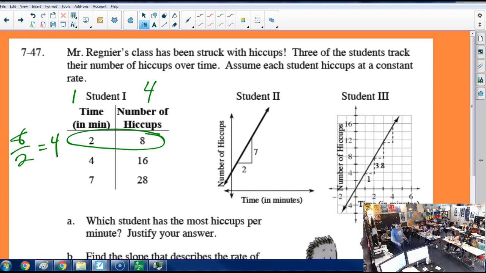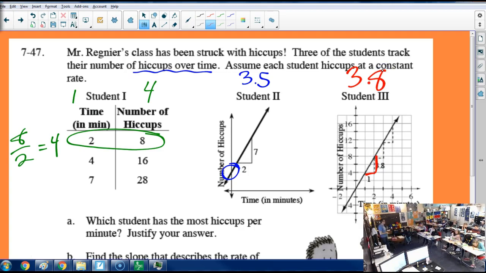What about student 2, Simon? Do we care that he didn't start at nothing? Apparently he came into the class with pre-existing hiccups already having happened. No, that doesn't matter to our hiccups per minute, our hiccups compared to time, that y-intercept doesn't matter. So if we do this division, what is it? 7 divided by 2 is? 3.5. And then student 3, his rate is anyone? 3.8, right? Because this is 1, so whatever the y is.